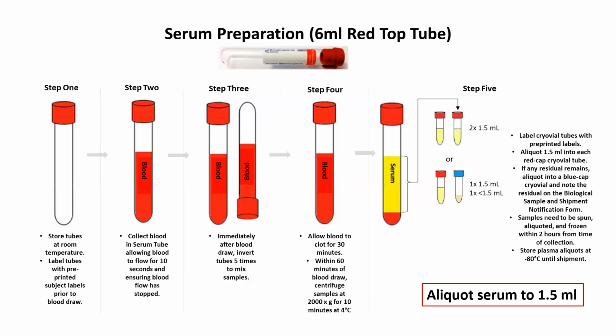So once the serum tube has been spun down, you'll have your serum on top, and we ask you to aliquot the serum into 2 1.5 ml aliquots in those red cap cryovials. We do ask you to label the cryovials with those pre-printed labels Kelly went over. Aliquot, keep any residual volume of serum that you have, and make sure to document the specimen number and volume on the sample and shipment notification form. And ensure that the serum samples are spun, aliquoted, and frozen within 2 hours of collection. Then you'll be storing the serum aliquots at -80 until shipment. And again, the serum is aliquoted at 1.5 ml.